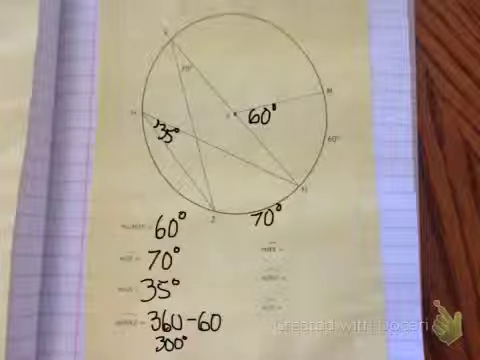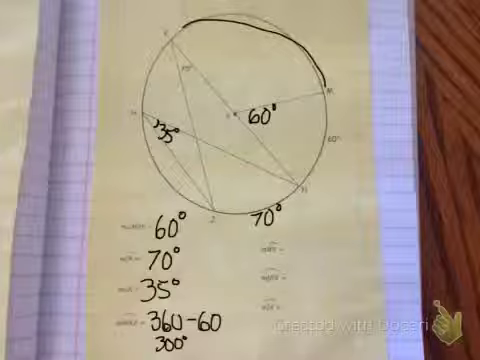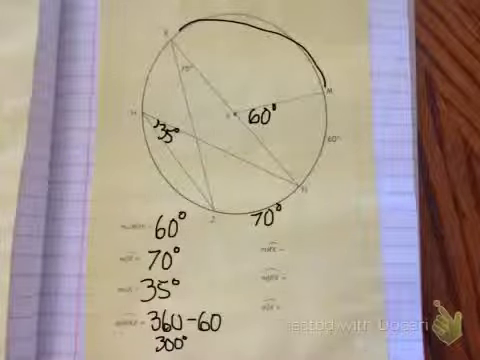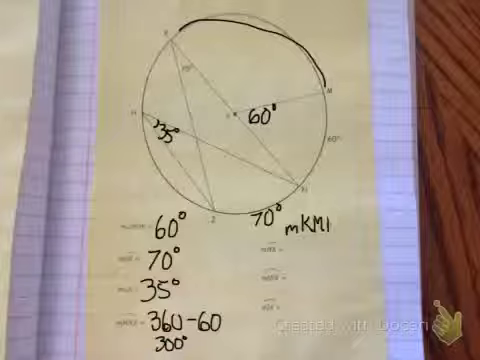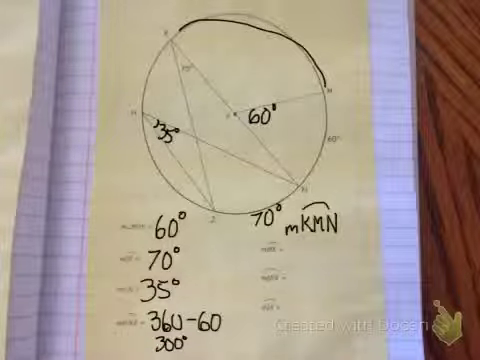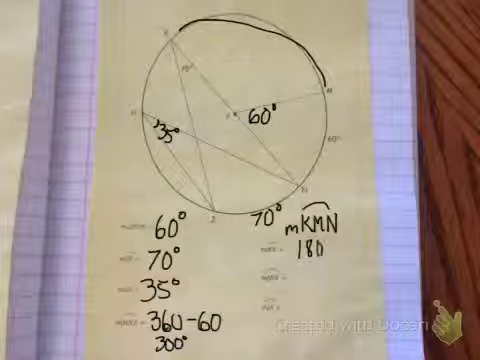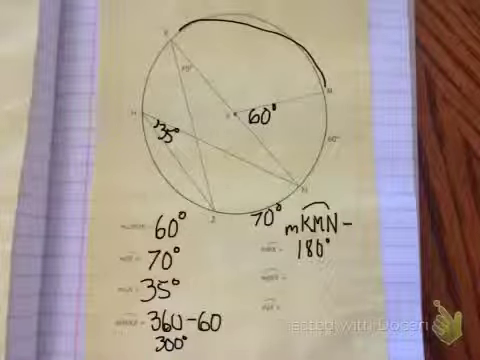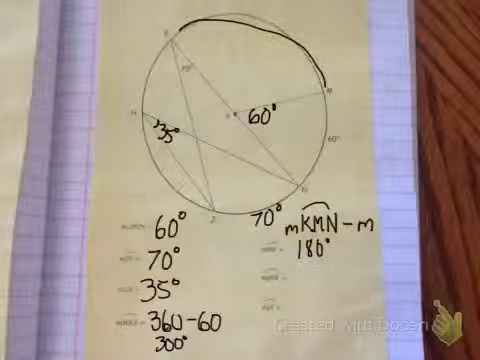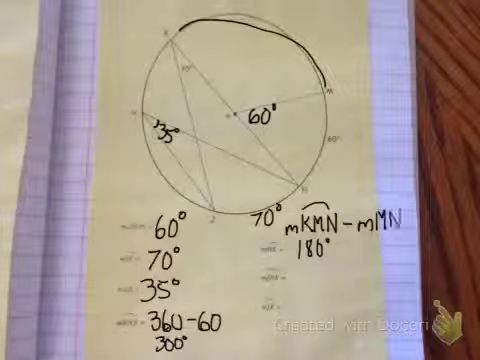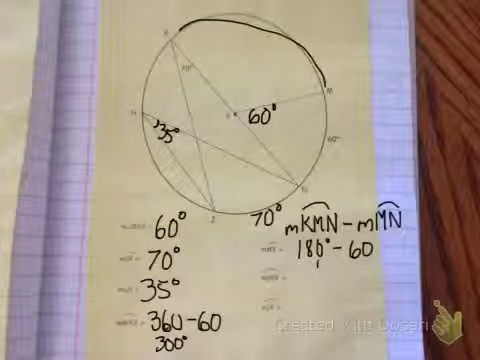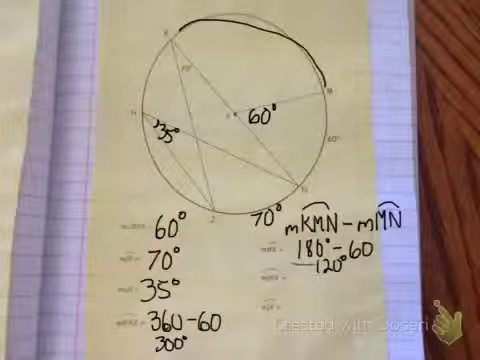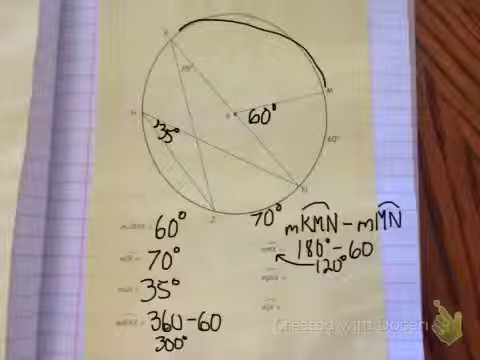What about the measure of arc MK? If I go from M to K, well, we're going to write this down so we understand where we're getting it from. K, M, N. That's a semicircle, so that's 180 degrees. So if we take that arc and subtract our minor arc MN, the 60, then we get 120. So the measure of MK is 120 degrees.